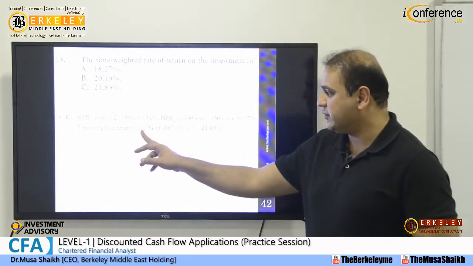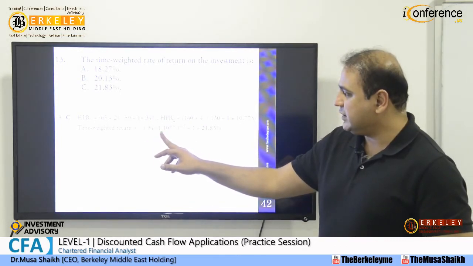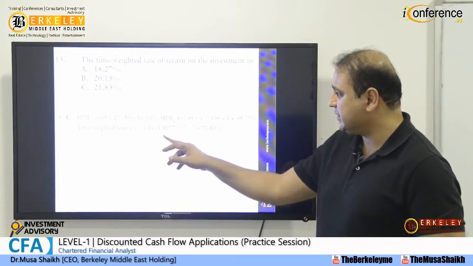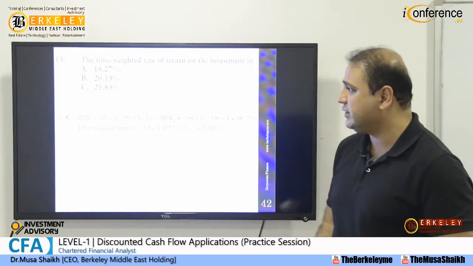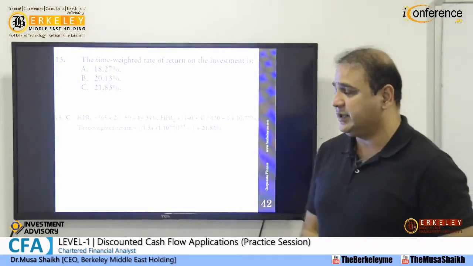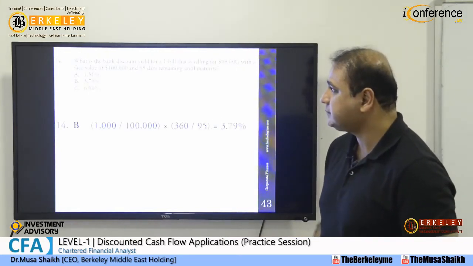And if you put in the formula 1.34, that is here, and 1.077 times 0.5 minus 1, it is 21.83. In terms of time weighted returns, you just have to plug the formula and get the right answer.